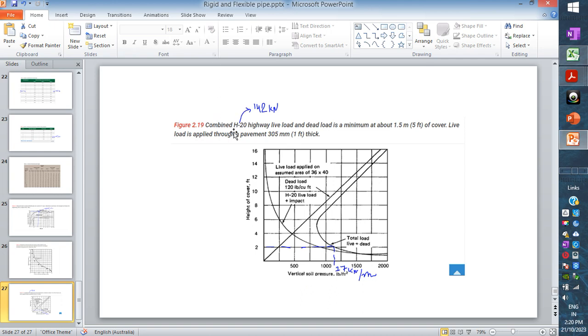This other graph shows the combined H20 highway load, which is 140 kN per meter, a 2 axle vehicle, typical of 2 feet cover. It will take about 17 kN per meter of live load for that particular vehicle.